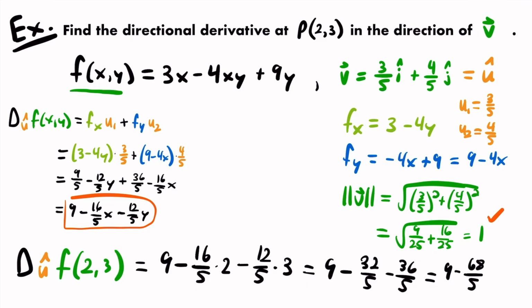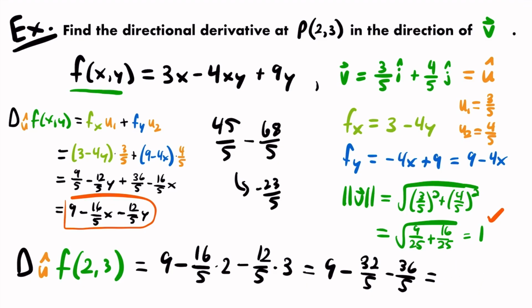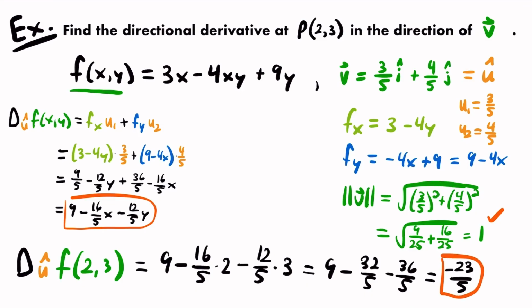But 9 in terms of fifths, if we do that work on the side here, is 45 fifths, because 45 divided by 5 is 9. And so 45 fifths minus 68 fifths, that will give you negative 23 fifths. And so that will be the final answer. Okay, so I'm just going to erase this here. We will get negative 23 fifths as the value of the slope. That would be the directional derivative at this point (2, 3) on this surface in the direction of vector v, which is a unit vector.